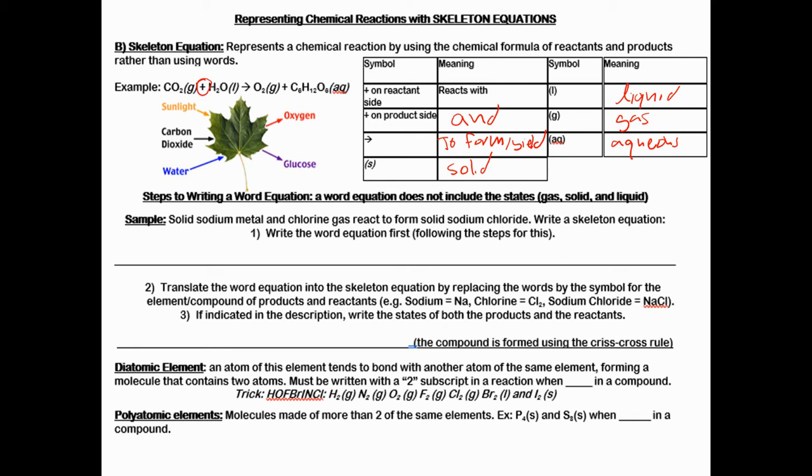So here we have, again, our reaction. Solid sodium metal and chlorine react to form sodium chloride, and we want to write a skeleton equation. Usually, especially if this is the first time I'm doing this, I write out a word equation first. Sodium plus chlorine, arrow, sodium chloride. And now I'm going to convert this into a skeleton equation. I'm going to basically convert all these words into their symbols.